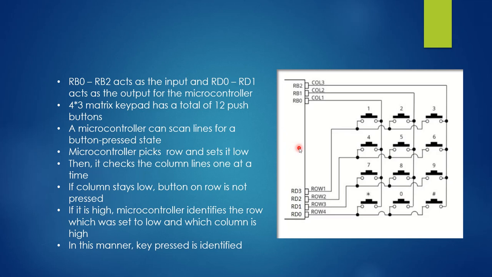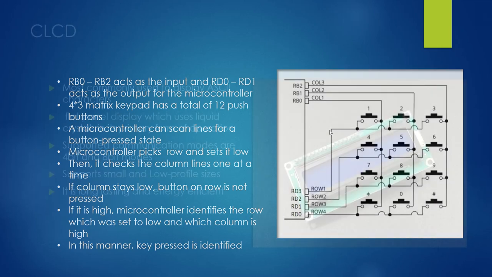The microcontroller scans for a button press first. Initially, the microcontroller picks a row and sets it low, and then you check the column lines one at a time. If the column remains low, it indicates that the key is not pressed. And if it shows high, then the microcontroller identifies the row which was set to low and which column is high. In this manner, the key pressed can be identified.